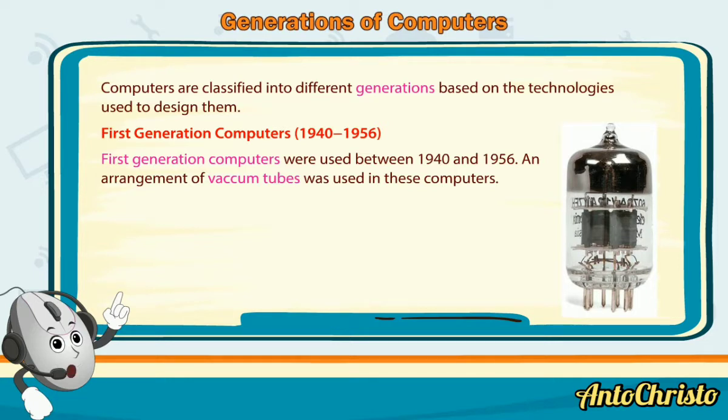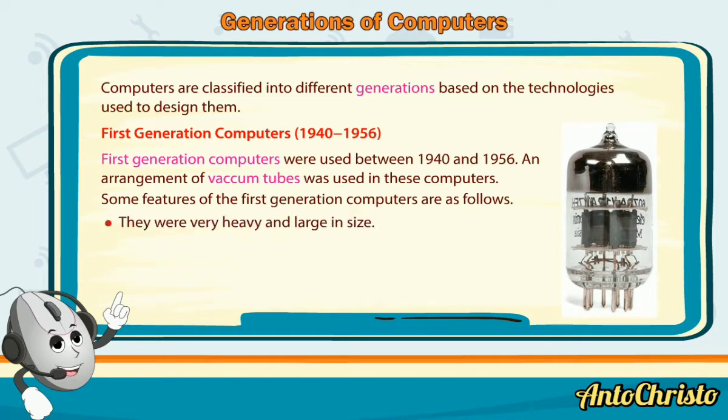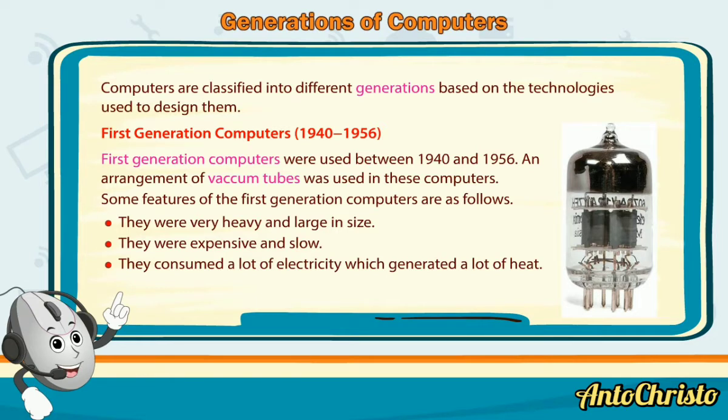An arrangement of vacuum tubes was used in these computers. Some features of the first generation computers are as follows. They were very heavy and large in size. They were expensive and slow. They consumed a lot of electricity, which generated a lot of heat.